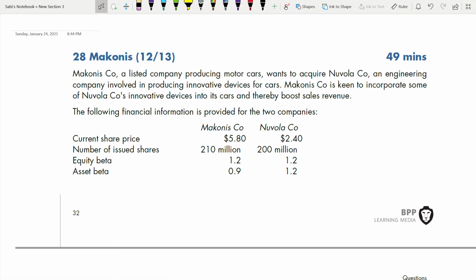So coming to this, Makonis is a listed company producing motor cars, wants to acquire Nuvola company, an engineering company involved in producing innovative devices for cars. Makonis is keen to incorporate some of Nuvola's innovative devices into its cars and thereby boost sales revenue. The following financial information is provided for the two companies. You can see the current share price, the number of shares issued, equity beta, asset beta of the two companies.